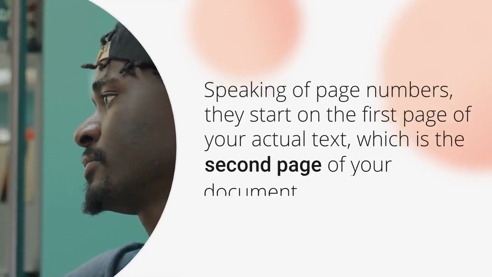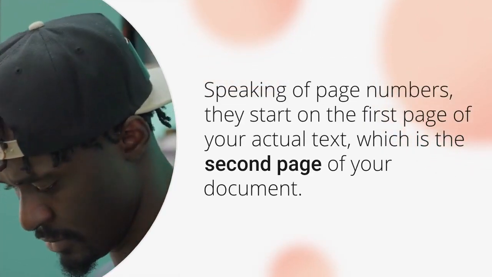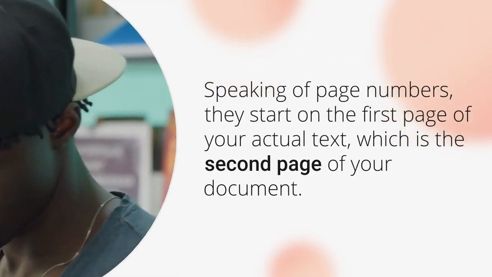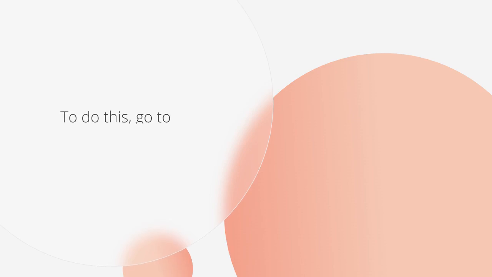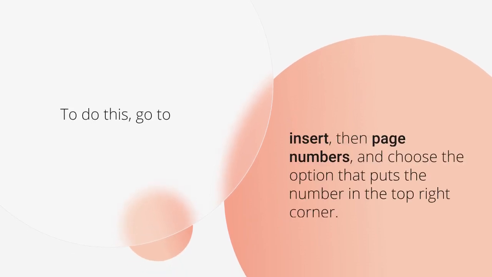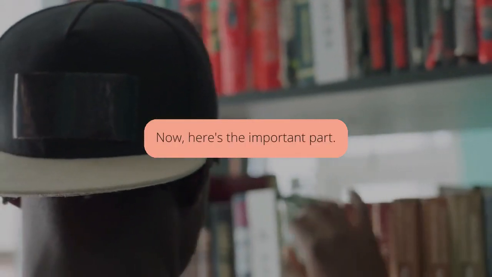Speaking of page numbers, they start on the first page of your actual text, which is the second page of your document. To do this, go to Insert, then Page Numbers, and choose the option that puts the number in the top right corner. Now, here's the important part.